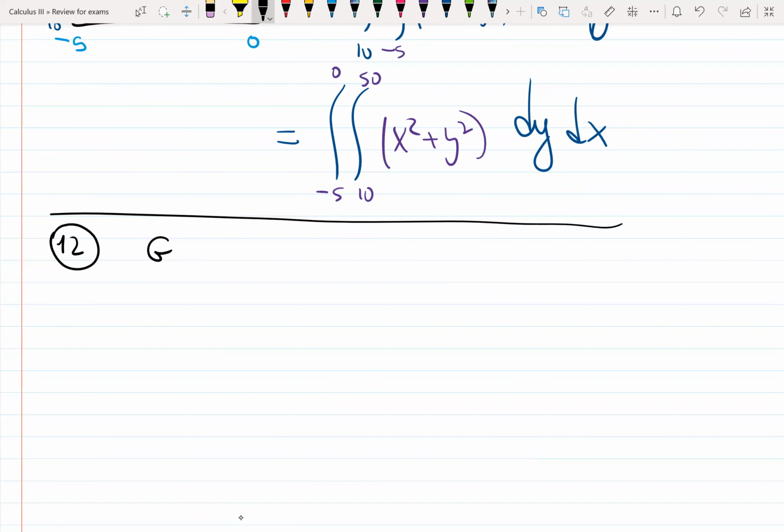Number 12: graphs. Well, let's call it contour maps. Is it contour? It's too late for me to remember. Contour, right? Maps. I should check. Contour maps. So, yes, thank you. I was waiting for someone to tell me. Thank you for being nice.